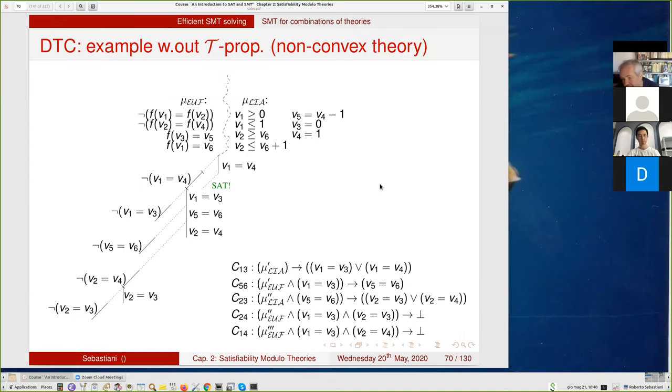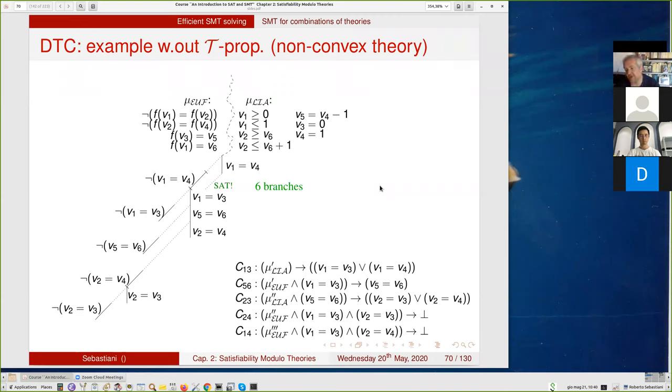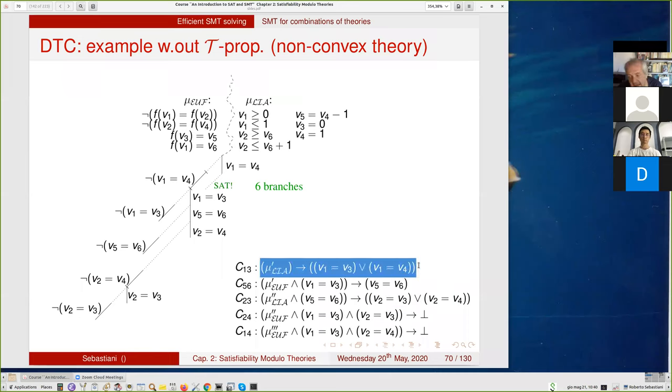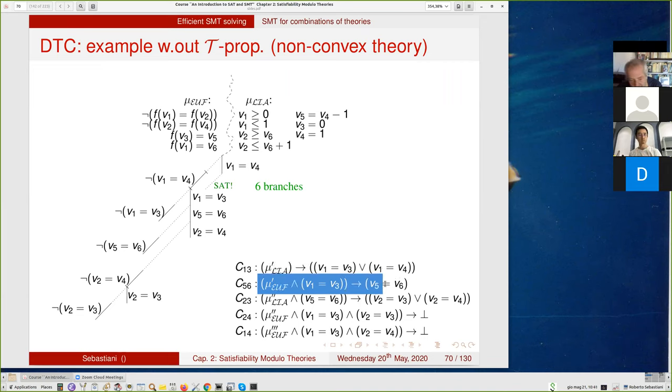Okay, so what have you done here? You have performed 6 branches. So remember that Nelson Oppen used the 3 deductions and 3 branches. Now you have changed 1 deduction for 1 branch more, because notice that this branch here corresponds to a deduction in linear integer arithmetic. This one corresponds to deduce the disjunction of these two equalities in linear integer arithmetic.